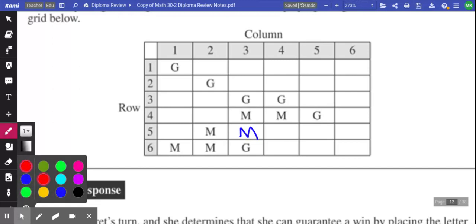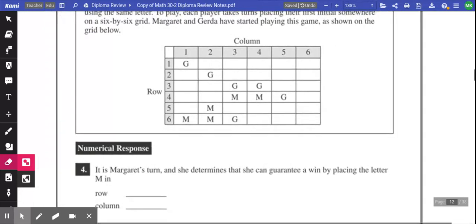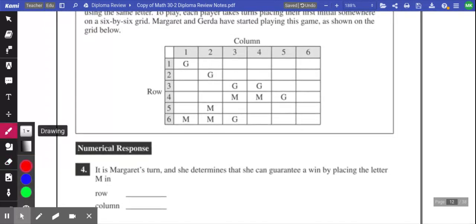And people say, well, that's 4 in a row. 1, 2, 3, 4. Adjacent means you can't have a bend in your curve, right? So that would not work. In fact, Margaret can't win the game on her current turn, but it says she can guarantee to win the game. That means she could create a situation where she'll win in her next turn after that. The way that she's going to do that is by putting an M right here.